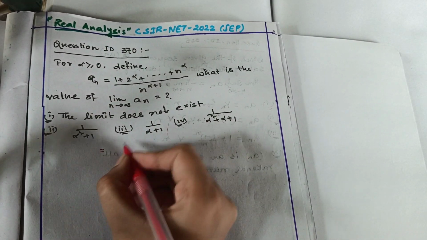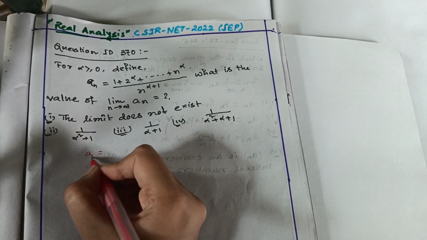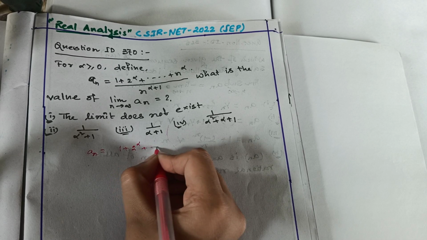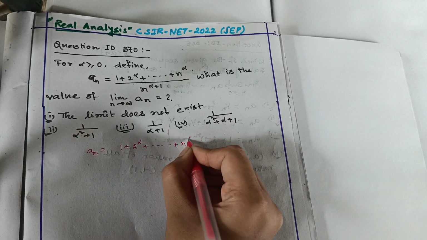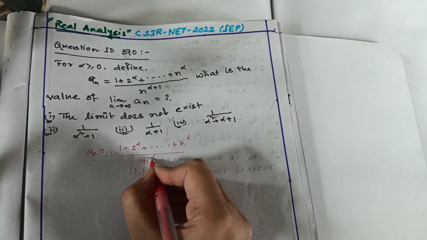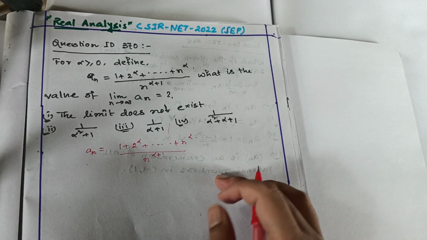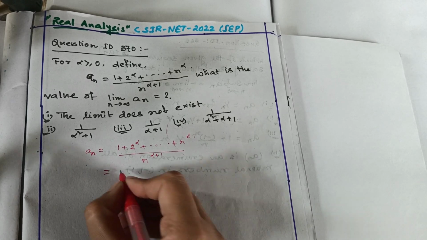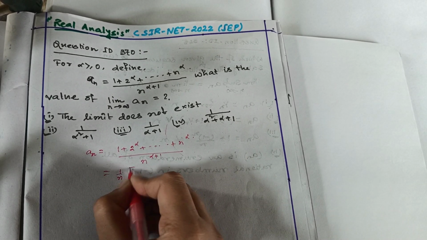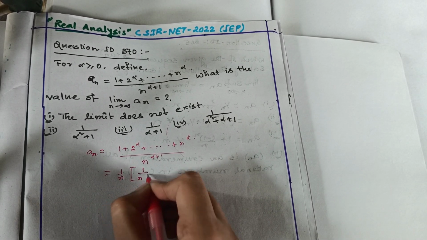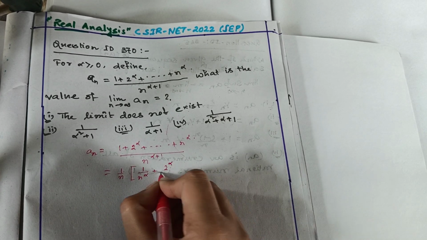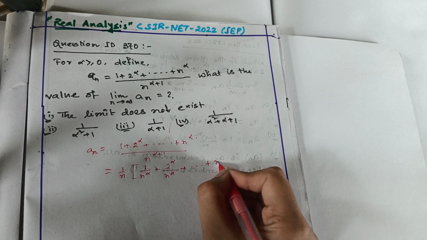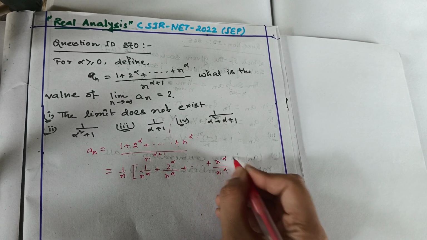First we write this question. a_n equals 1 plus 2 to the power alpha plus ... plus n to the power alpha, by n to the power alpha plus 1. Okay, so here we can write 1 by n to the power alpha, 2 to the power alpha by n to the power alpha plus and so on, n to the power alpha by n to the power alpha.